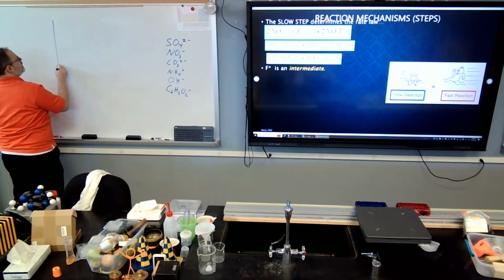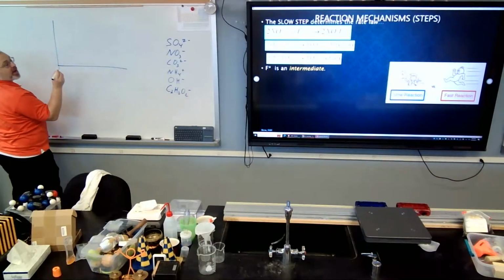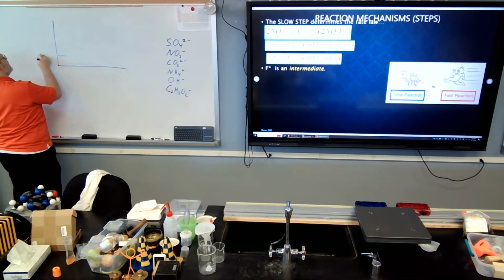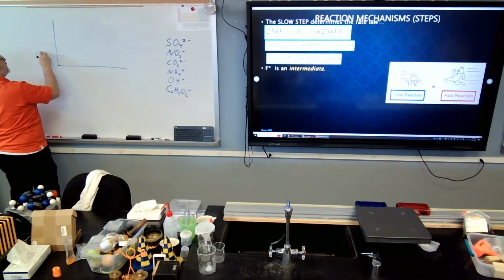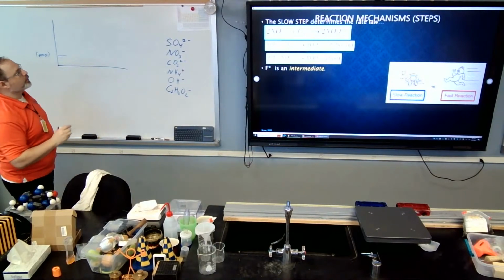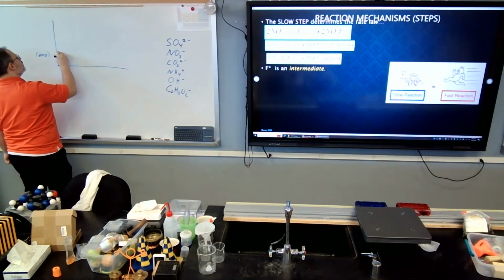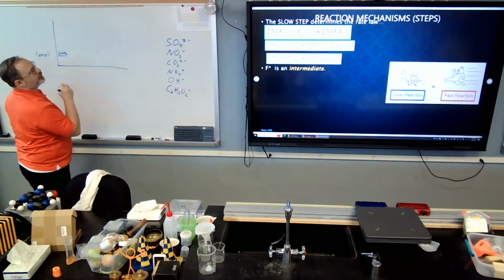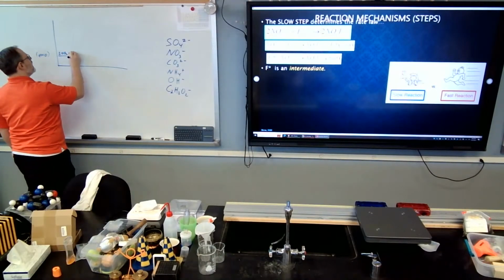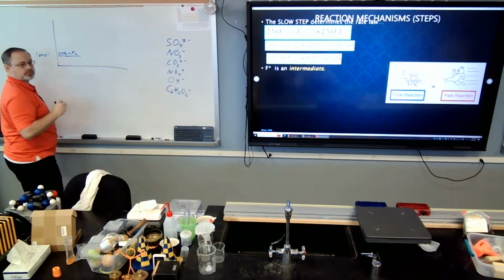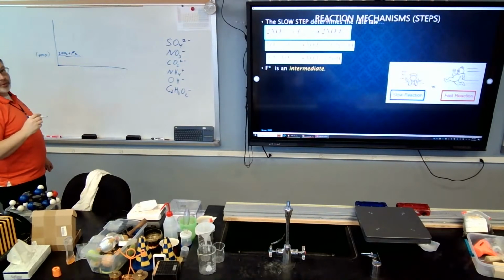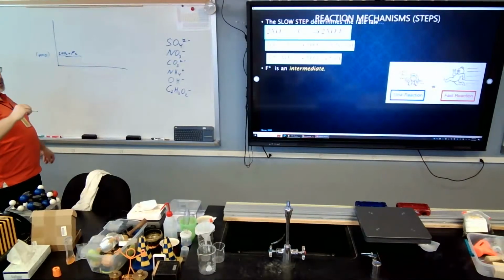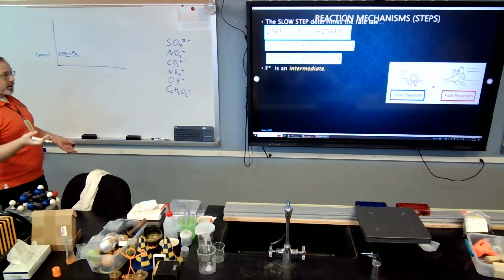So if we were to diagram this, I'm going to make this exothermic. I'm just going to pretend that it's exothermic. Maybe it is, maybe it isn't, I don't know. But we're starting with 2 NO2 plus an F2. So far so good? Those are our reactants. And we know we're going to end with the products.